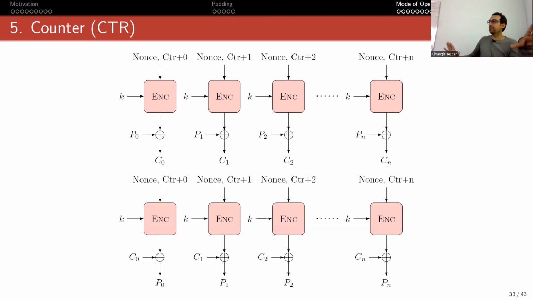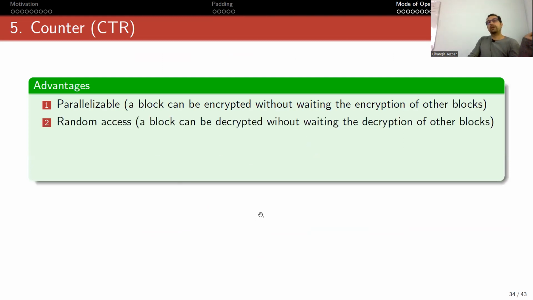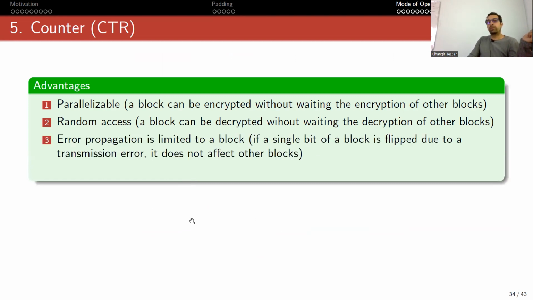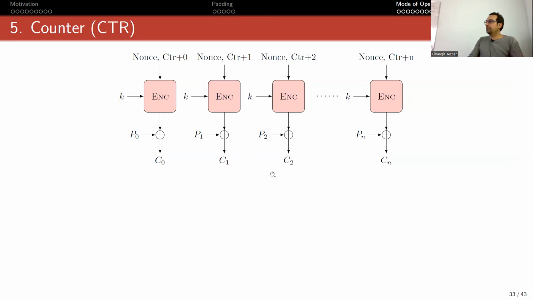So this is fantastic. It gives you every advantage you want. Parallelizable: a block can be encrypted without waiting for the encryption of other blocks. Random access: a block can be decrypted without waiting for the decryption of other blocks. Error propagation is limited to a block. If a single bit of a block is flipped due to a transmission error, it does not affect other blocks. Encryption does not depend on previous ciphertext. So it has almost every advantage that you want. The problem here is that if you use the same counter to perform two different encryptions, it breaks the security.